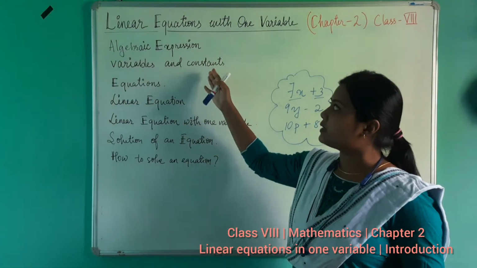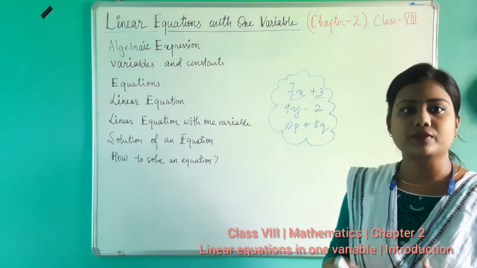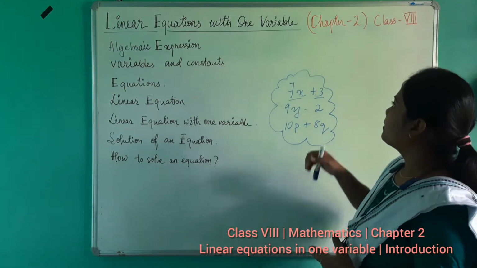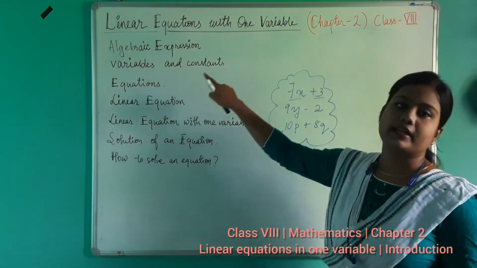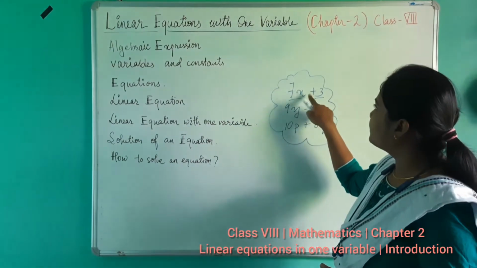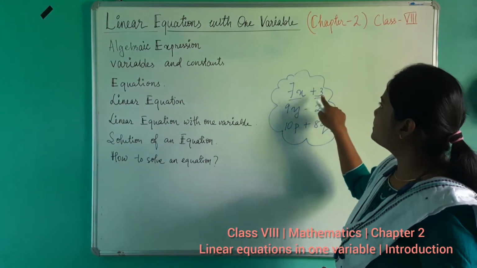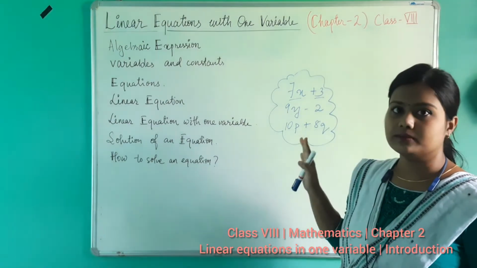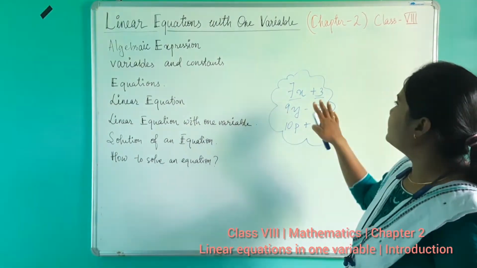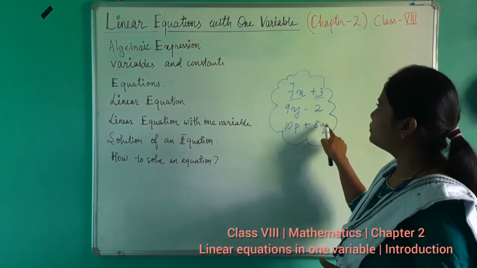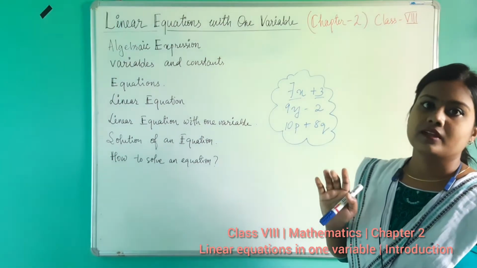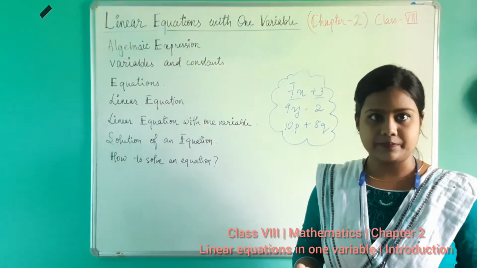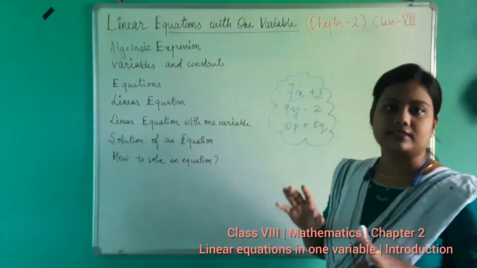Then we will discuss variables and constants. All these are components of algebraic expression. The expressions are made up of variables and constants. The numbers present here like 7, 3, 9, 2, 10, 8, all these are constant terms, and the alphabets, x, y, p, q, all these are variables. Variable means to vary, means the value may be anything. Constant means it is fixed as it is.